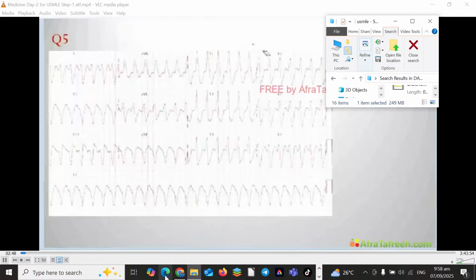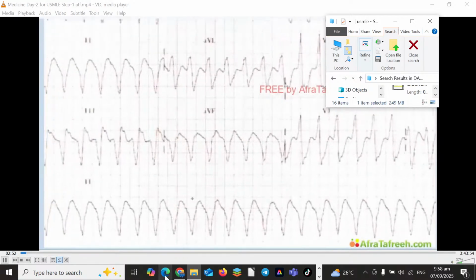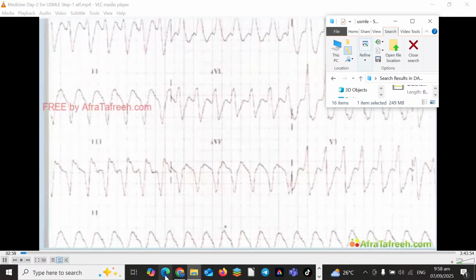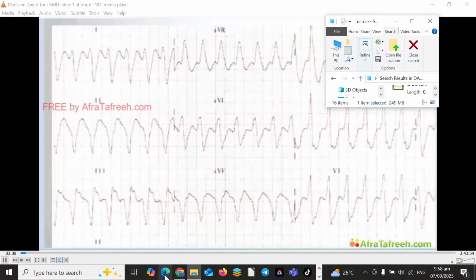I want you to answer this EKG for me, because I believe if you have revised and reflected upon what we just read yesterday, you would be in a better position to answer this. So answer this with me. What is the axis of this EKG?